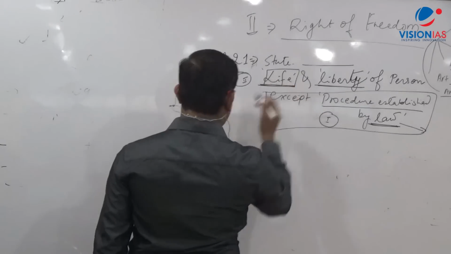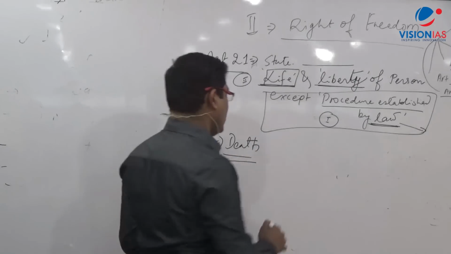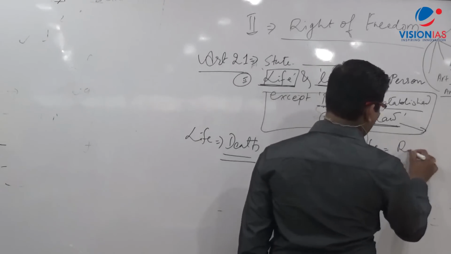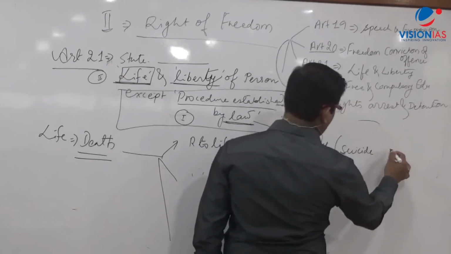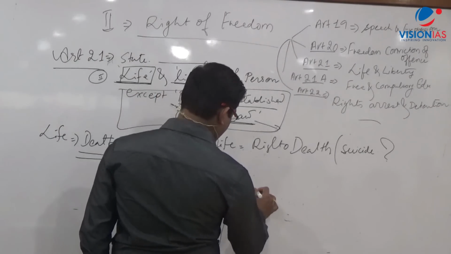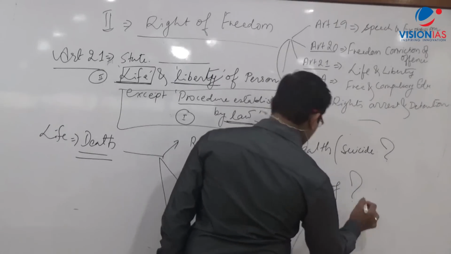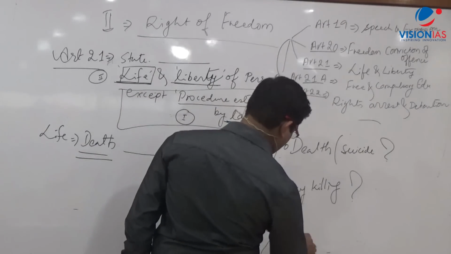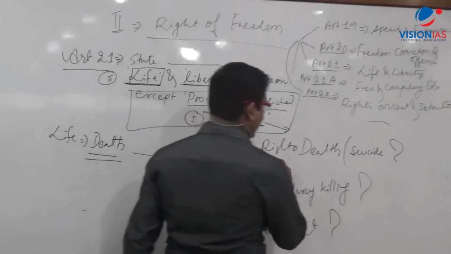See, with respect to life, now we are discussing what about death. Does it include the right to death? So there are three things within the death part. First is whether the right to life also has a right to death or suicide. Second, euthanasia, that is mercy killing. And third is capital punishment. So these are the three controversies related to it. Understood?